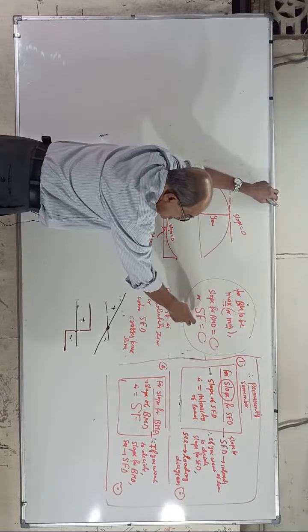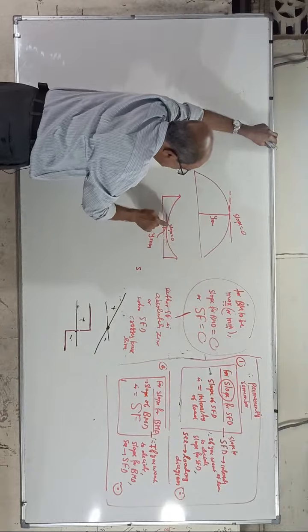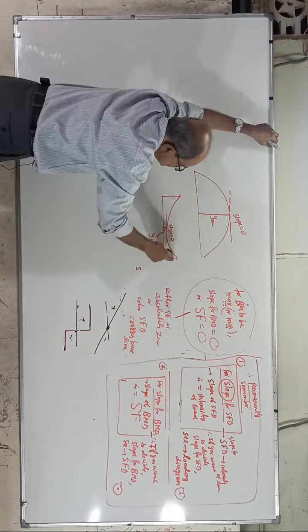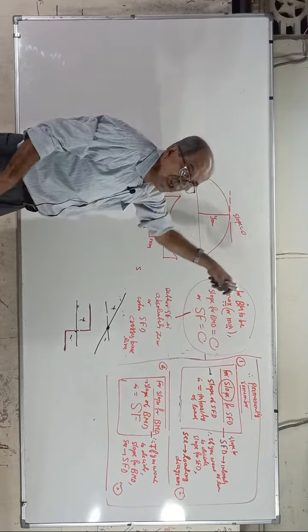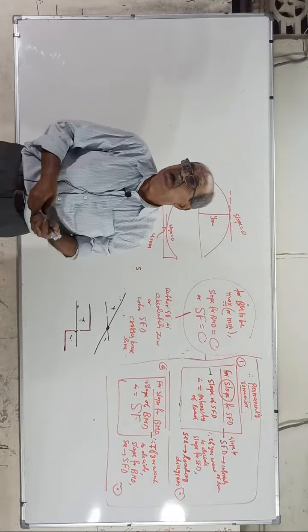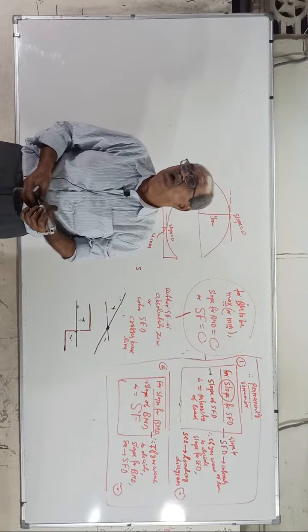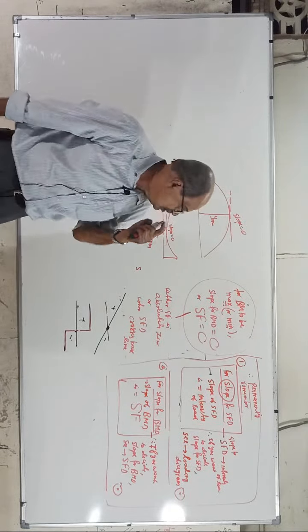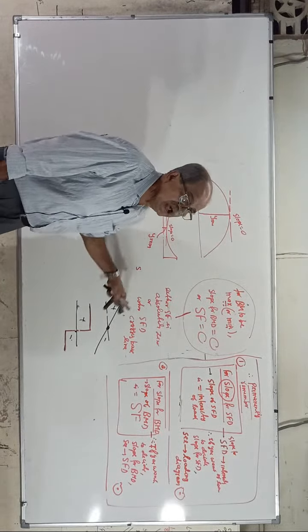Remember this also. Therefore, if you go this way, slope is 0. So for BM to be maximum or minimum, dM by dx should be 0, that is slope should be 0, or you can say shear force should be 0.